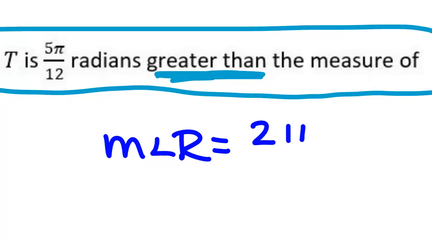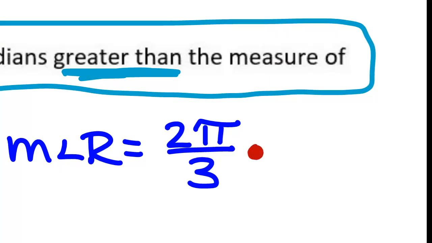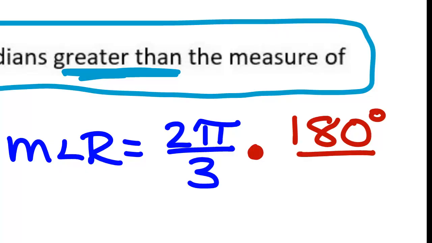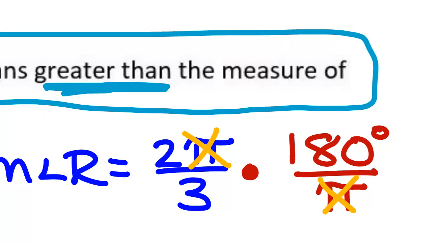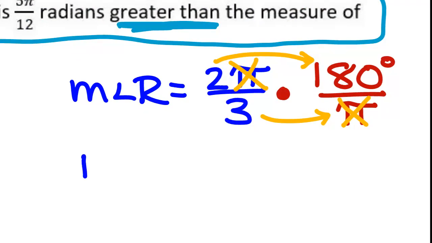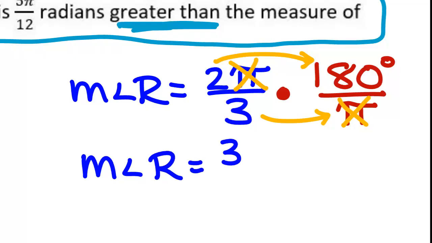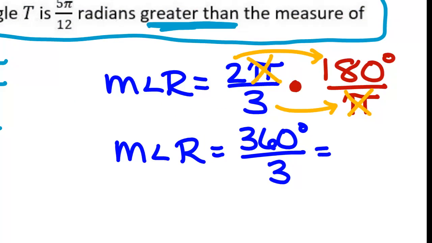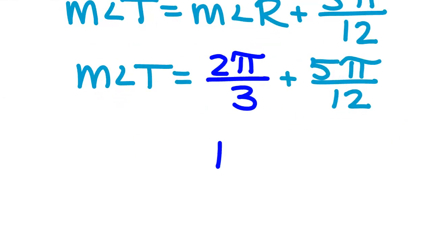which is 2 pi over 3. We're going to convert that into degrees just like we did on the last problem. We're going to multiply by 180 degrees over pi. The pi in the numerator and the pi in the denominator cancel each other out. So then I multiply numerator to numerator, denominator to denominator. What is 2 times 180? So 360 degrees over 3. What is 360 divided by 3? 120. So the measurement of angle R is 120 degrees.